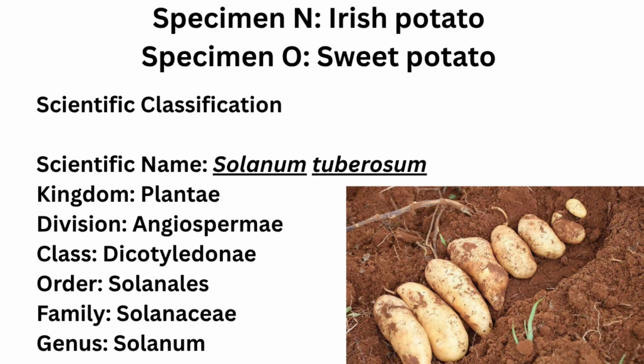All right, so specimen N is Irish potato. Specimen O is sweet potato. So I'm going to treat them alongside. So for the scientific classification, the Irish potato, which is specimen N, is called Solanum tuberosum. That's the scientific name, and the classification follows.